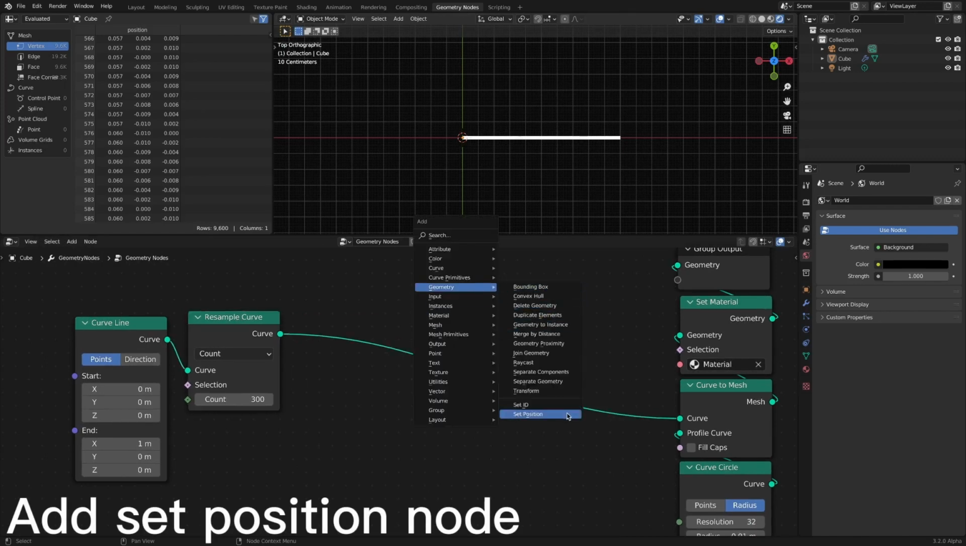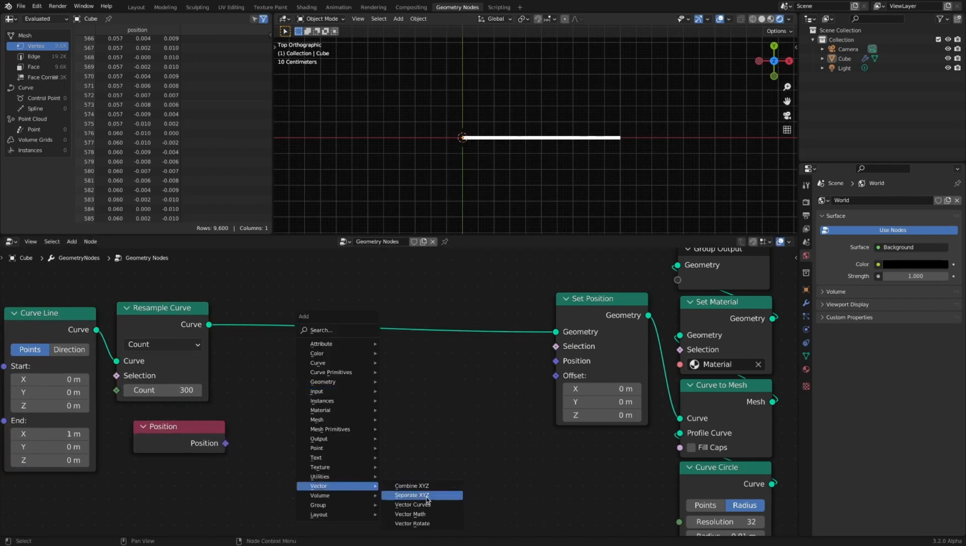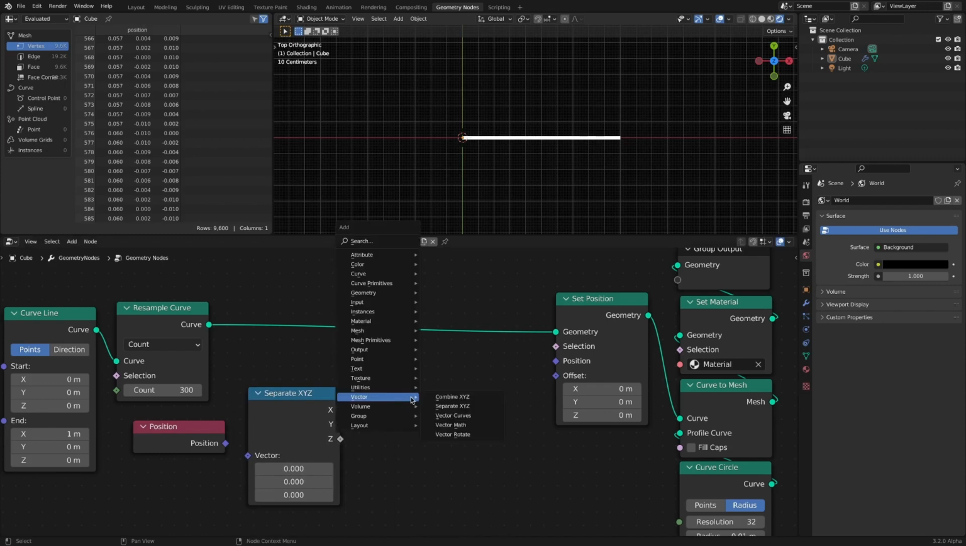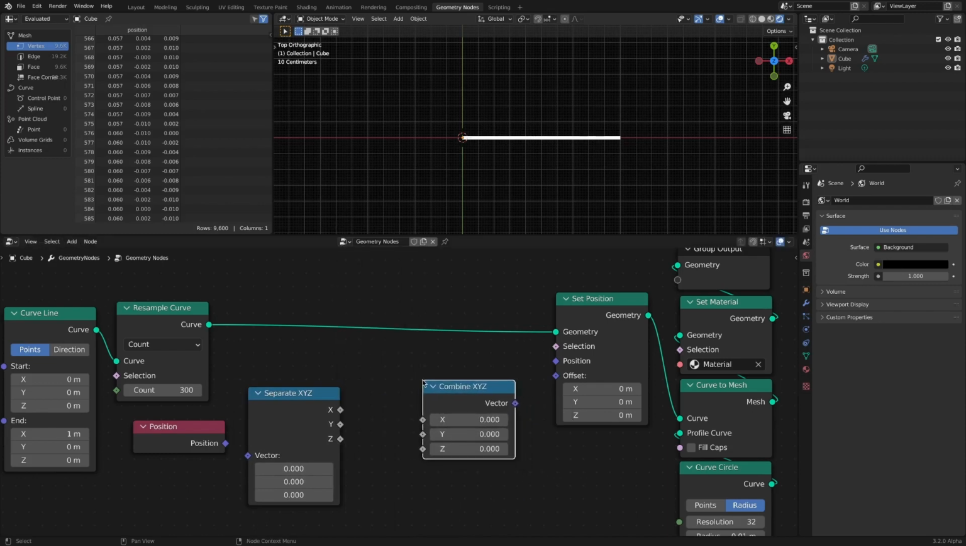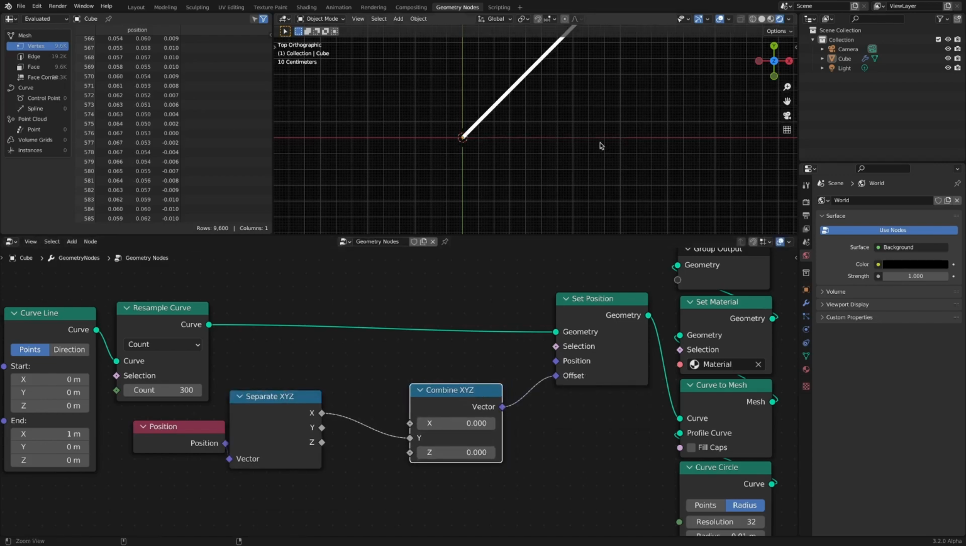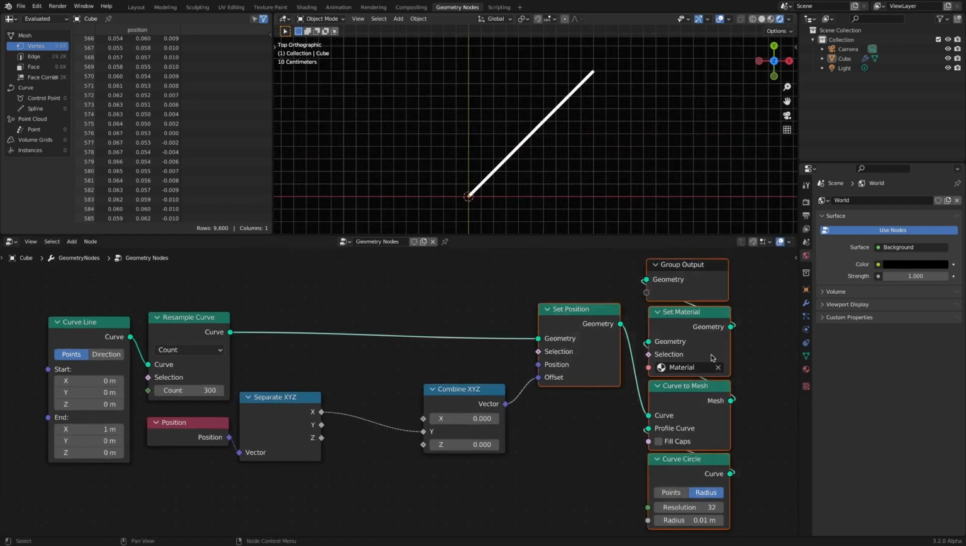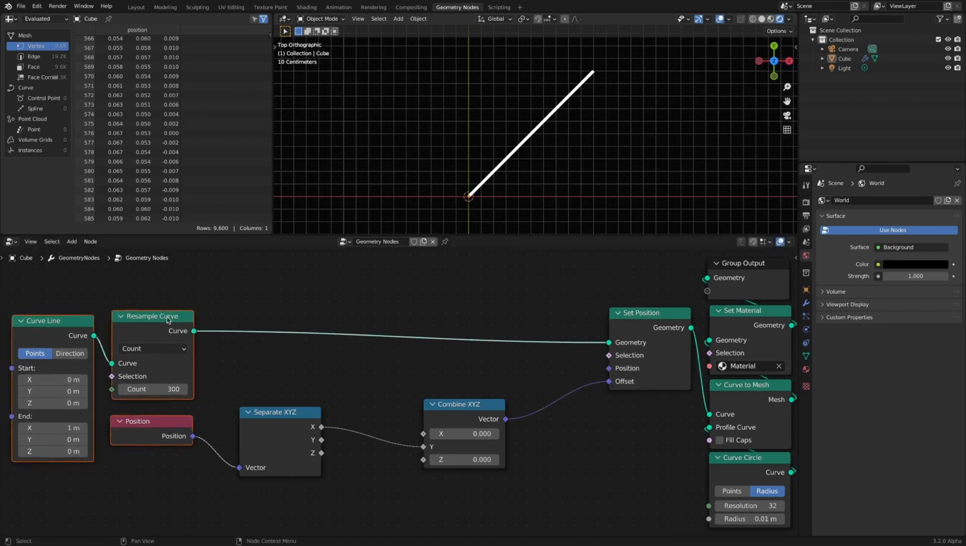Add a set position node. Add a position node. Add a separate XYZ node and a combine XYZ node. If you connect the X socket of the separate XYZ node to the Y socket of the combine XYZ node, as the magnitude of X increases, the magnitude of Y also increases, resulting in a directly proportional graph.